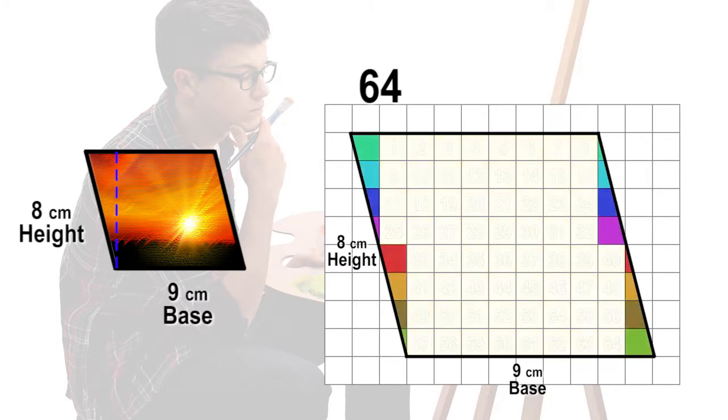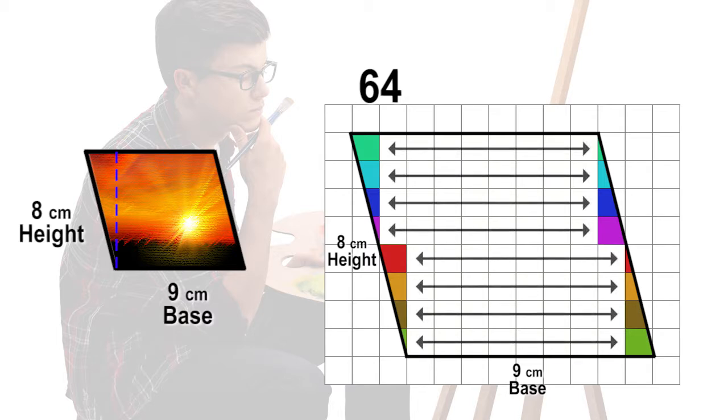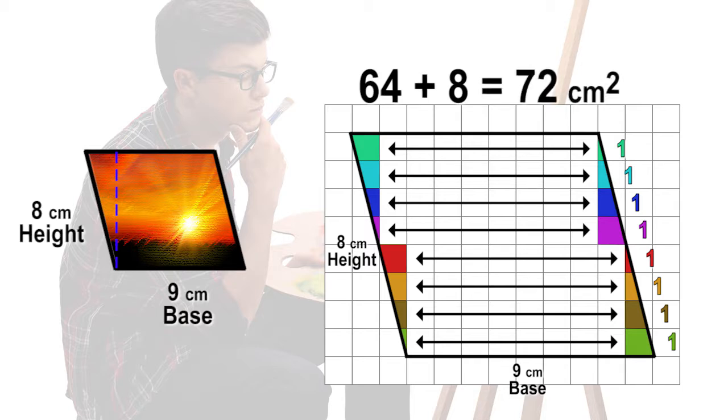Now count each fractional piece. Each fractional square plus the fractional square opposite it along the parallel side can be added together to create one whole square. Each pair of squares can then be counted as 1. This can be added to the number of whole squares counted in the shape. 64 whole squares plus 8 made whole squares equals 72. The area of the parallelogram is 72 square centimeters.